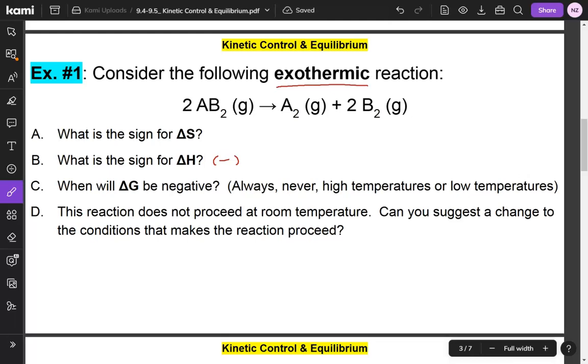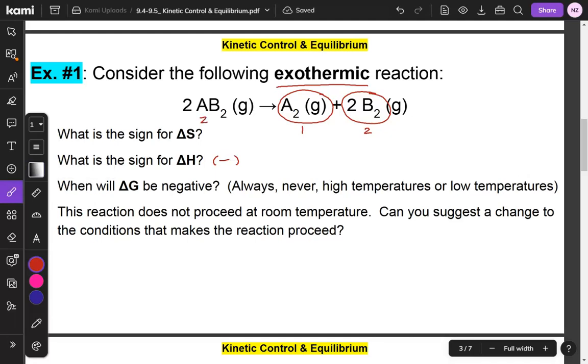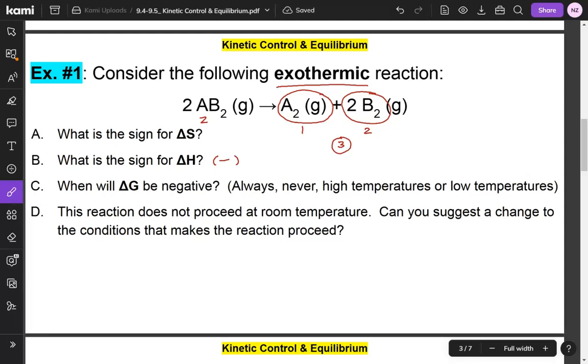Now, here we are splitting into multiple things. So we're taking AB and it's splitting into more particles. We have 2 moles on the left side, and we have 3 moles on the right side. So we're splitting into more things on the right side, more disorder. So our delta S is going to be positive.